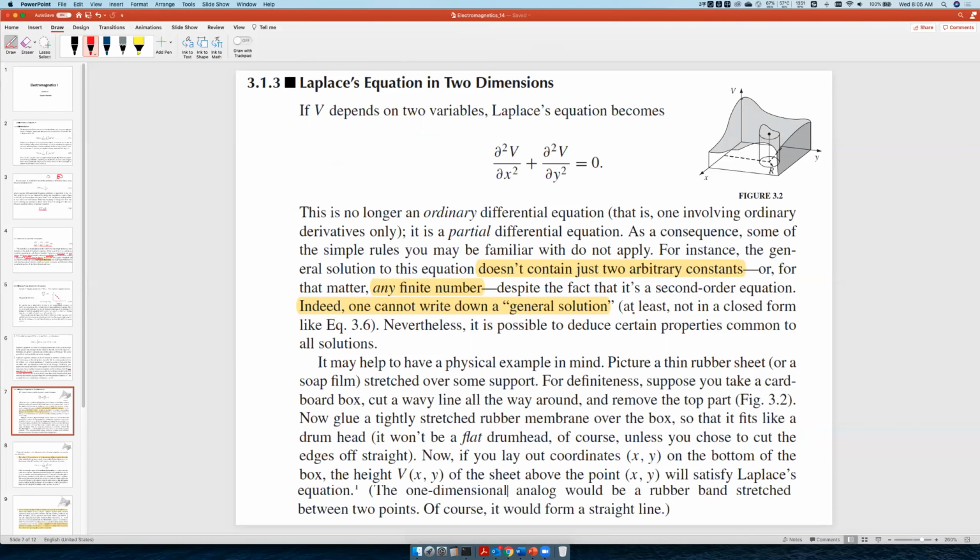At least not in a closed form like this equation 3.6. Nevertheless, it's possible to deduce certain properties common to all solutions. Okay, now let's look at figure 3.2, which helps you to understand what might be a Laplace equation in two-dimensional cases.